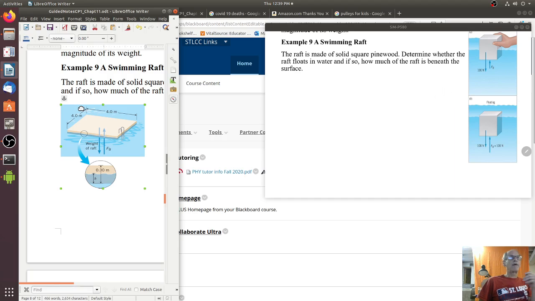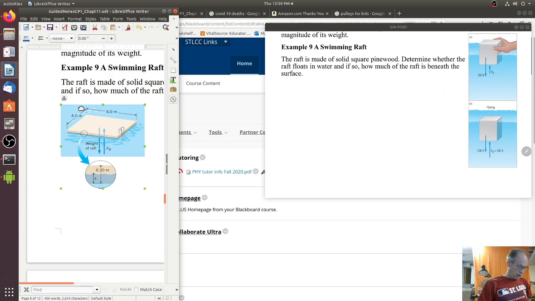Okay, so it's a floating raft. It's made out of wood. First of all, you're supposed to determine whether the raft floats in water. Well, in that table back at the beginning of this chapter, we found that the density of wood is equal to 550 kilograms per cubic meter. Anything that has a density less than 1,000 kilograms per cubic meter will float in water because the density is less than the density of water.